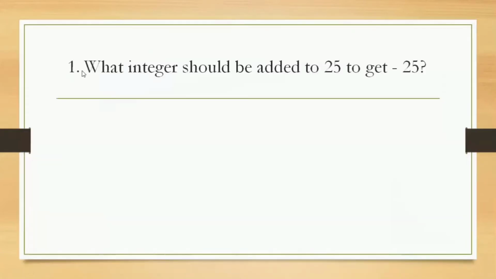Now, next one. It's a topic. Now, question number one here. What integers should be added to 25 to get 925?